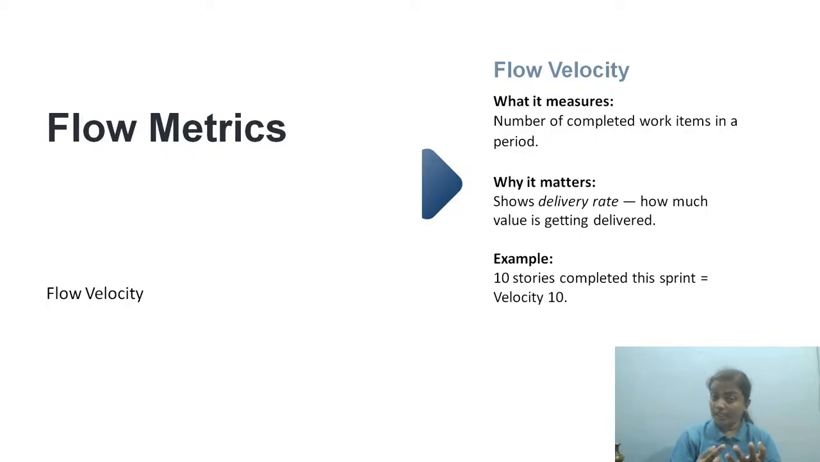It can be a week, it can even be a sprint if you are following the Scrum framework. It can be 1 month or 2 weeks. It doesn't matter. It's the number of completed work items in a specific period. It shows the delivery rate in this time frame, how many items got delivered. For example, 10 stories completed in a sprint means 10 is our velocity. That's what it shows, the number of completed items in a specific time period.